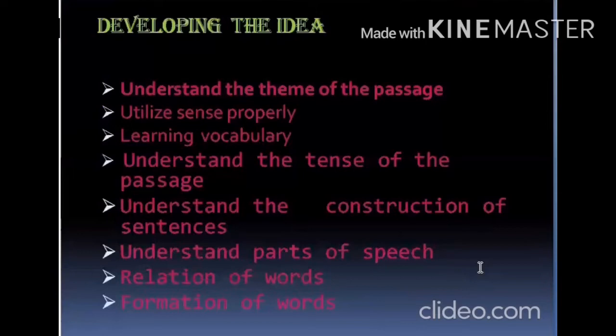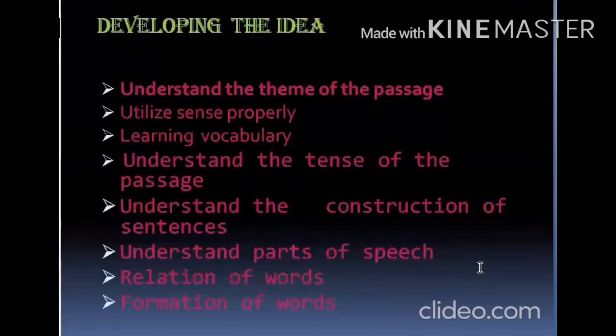And next, relation of words. Relation of words means which word comes after another. Okay, so it is very important. So if you understand parts of speech, then it will be very easy for you. And lastly, formation of words.